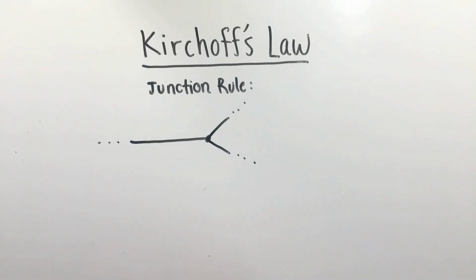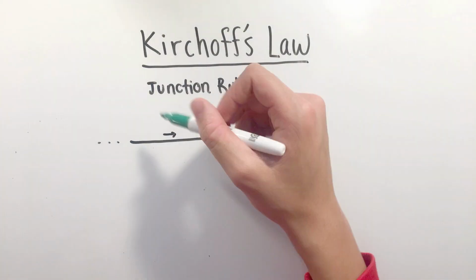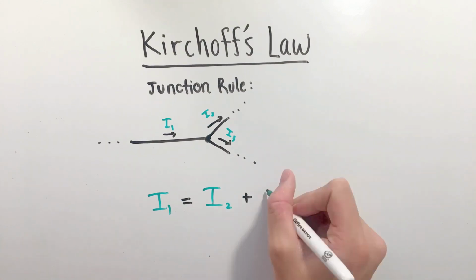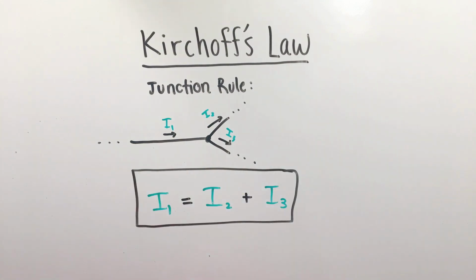Kirchoff's junction rule states that the current entering a junction, or meeting point of wire, must equal the current exiting that same junction. While this makes intuitive sense, it's also important to realize that if there is no junction, or in any length of unbranching wire, the current is the same throughout, regardless of how many resistors or batteries the wire contains.